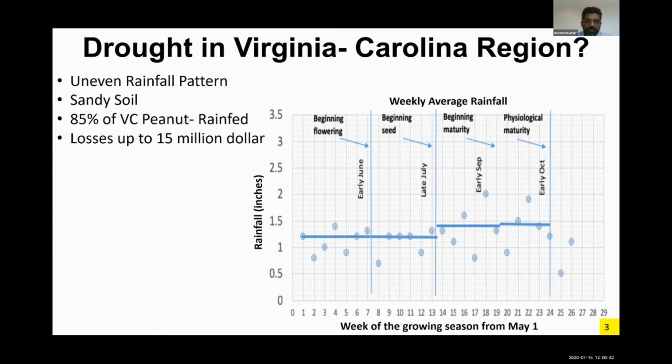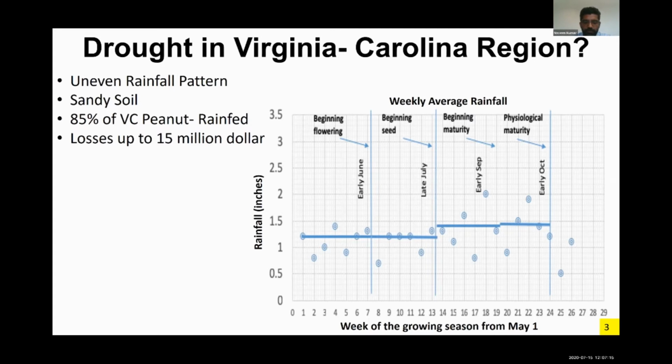And the second factor is the sandy soil. It is like a double-edged sword because peanut prefers to grow in sandy soil, as sandy soil is favorable for pod and pegging. But sandy soil has very low water holding capacity that makes peanut more prone to drought. Irrigation can be supplemented under drought events, but 85% of the peanut acreage in the VC region is under rain-fed conditions.